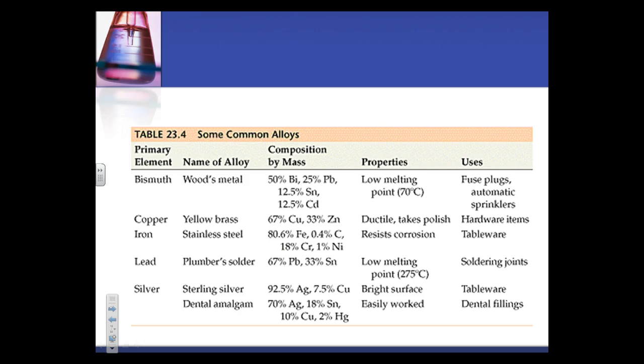Plumber's solder is a lead and tin mixture, and so that's soldering joints, putting two electrical wires together. And we have sterling silver, which is silver and a little bit of copper, gives that bright surface, which is used in service tableware. This last one is interesting, probably to older generations more than you guys, but dental amalgam.